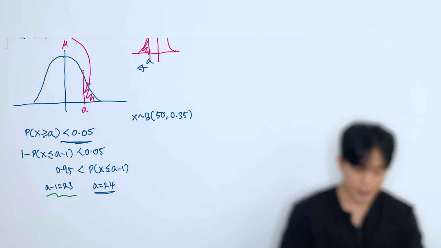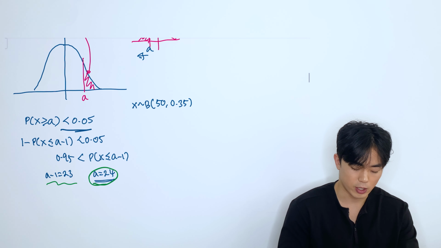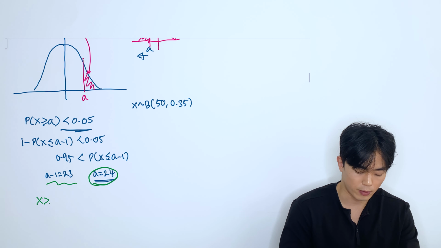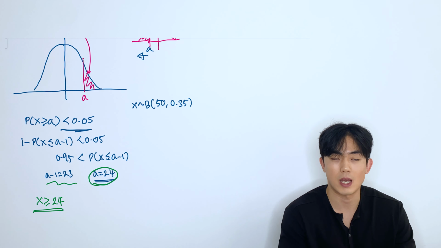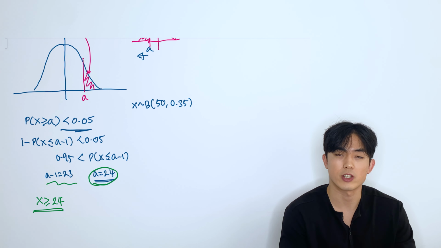Well, anyway, we found A is 24, meaning that the critical region is when X is larger than or equal to 24. So from out of the 50 people they've asked, if the number of people who support the candidate is larger than or equal to 24, it means that we reject our H0.